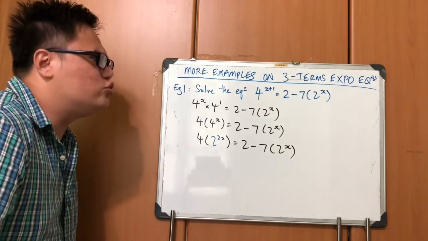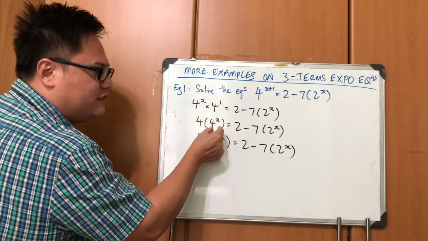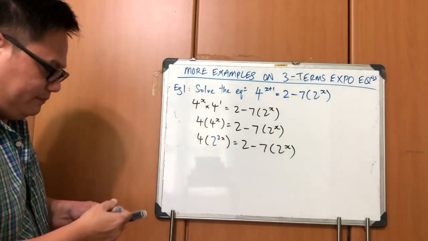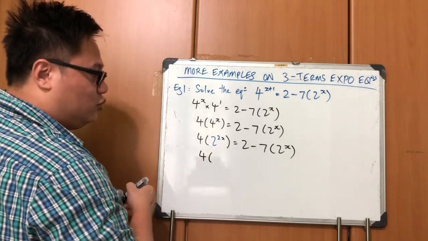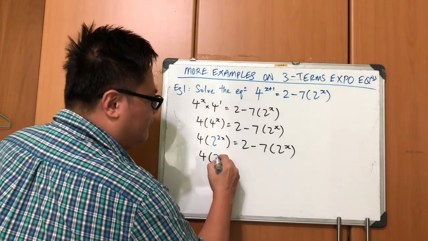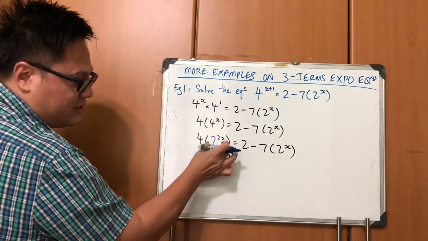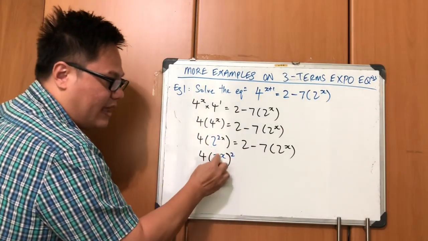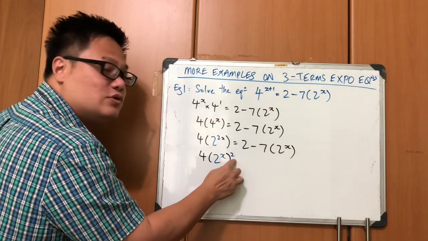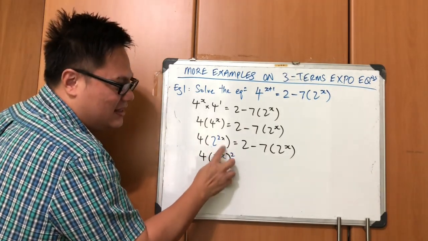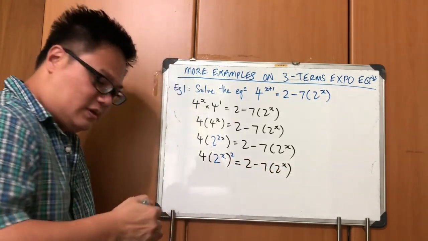Why do I choose 2 squared? Because over here there's 2 to the power x. So I'm thinking, can I convert 4 to the power x to base 2? If you recall laws of indices, instead of writing 2 to the power of 2x, I can actually write this way: 2 to the power x, then after that I bracket to the power of 2. Can you see that this is actually the same? A to the power of m raised to the power of n, your laws of indices tell you, is a to the power of m times n. So 2 to the power of x times 2 is actually 2x. So we know that these two are the same. So this equals 2 minus 7 to the power of 2x. So remember I told you it's about substitution.